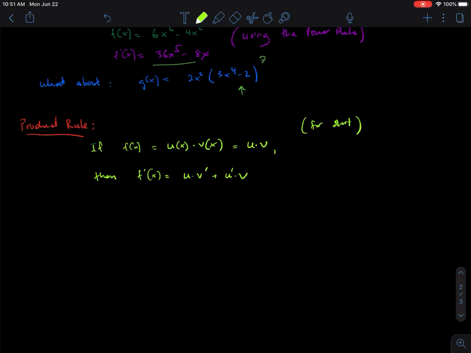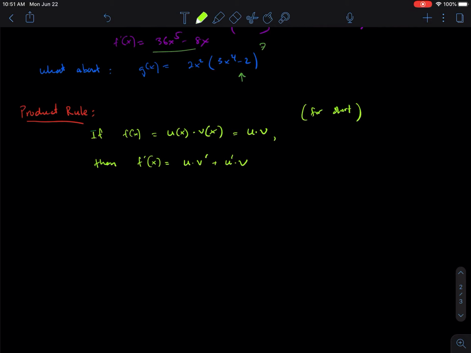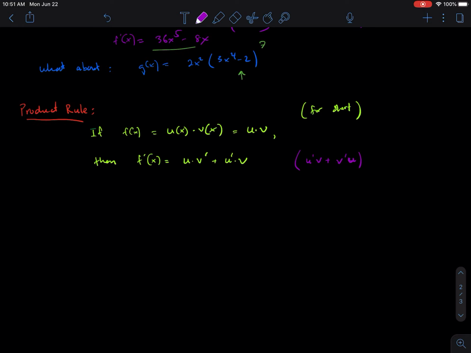Okay, so this is saying that if we have a product of u times v, then the derivative will be just the first times the derivative of the second, plus the derivative of the first times the second function. You can also write this as u prime v plus v prime u. That also works because it's addition. You can write it in any of those ways. Okay, so this is the product rule.